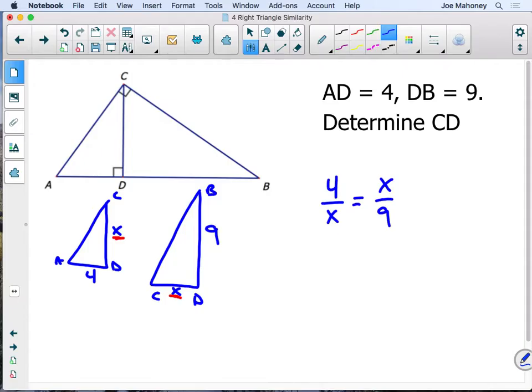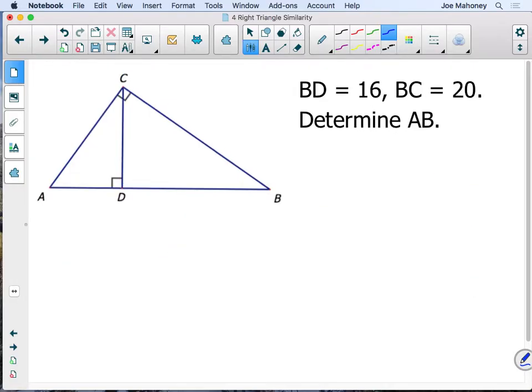Oh no, we got X times X. That's X squared. We're good though, our algebra skills are solid. So the length of CD is equal to 6. Let's keep playing. Like I said, if you want to pause it and try it, give it a shot.